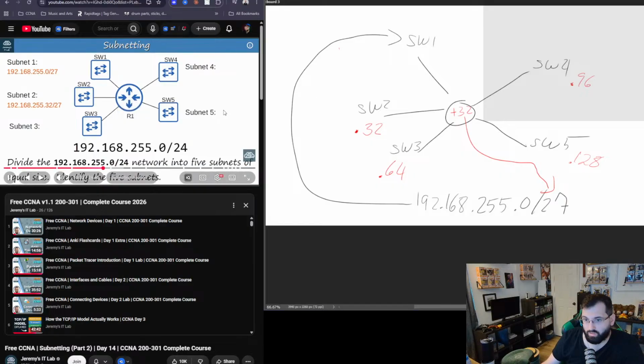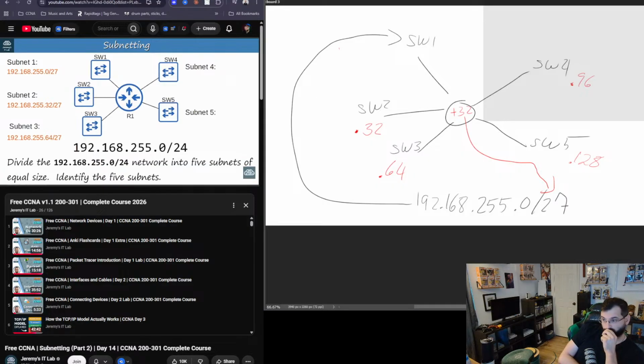Yes. Subnet 2, which is 192.168.255.32/27. Add 32 again, and we get subnet 3, 192.168.255.64/27. Subnet 4 is 192.168.255.96/27. And subnet 5 is 192.168.255.128/27. Okay, we made 5 subnets, as our requirements were to divide the network into 5 subnets.